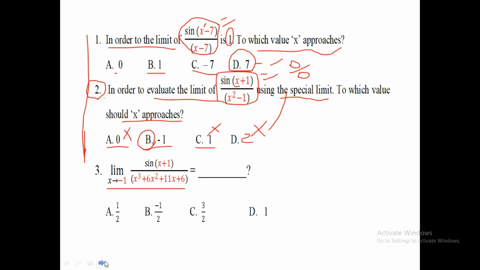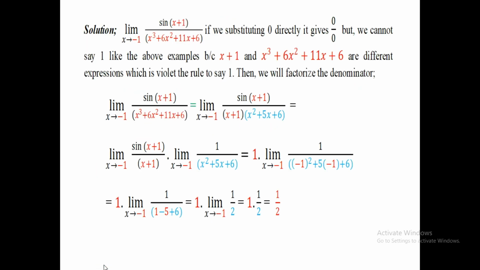Apply the concept of special limits and evaluate whether it satisfies the two conditions. So let's go. Then the solution. Let's justify this one. If we substitute minus 1, the value that x approaches, directly it gives us 0 over 0. Okay, criteria 1 is satisfied.